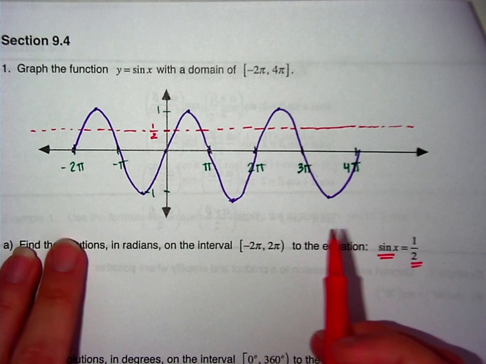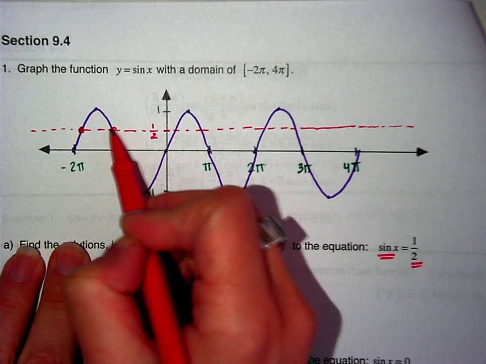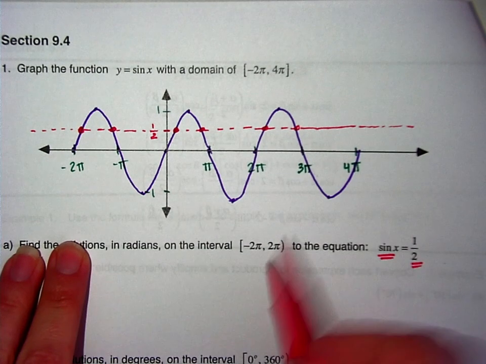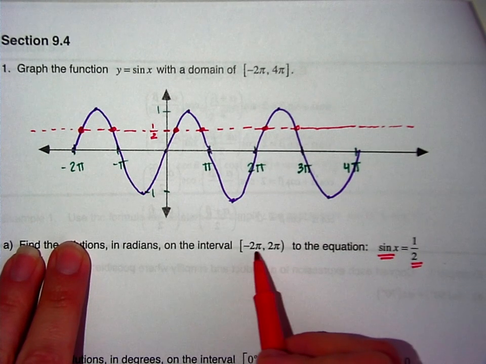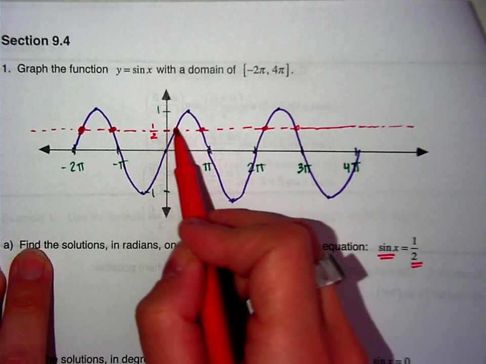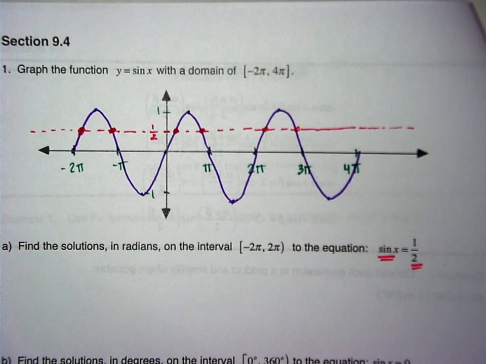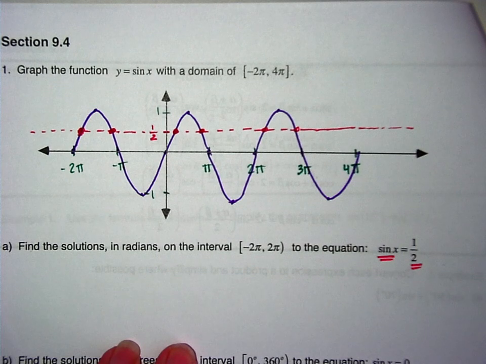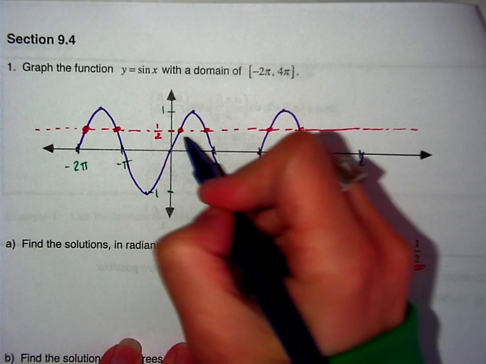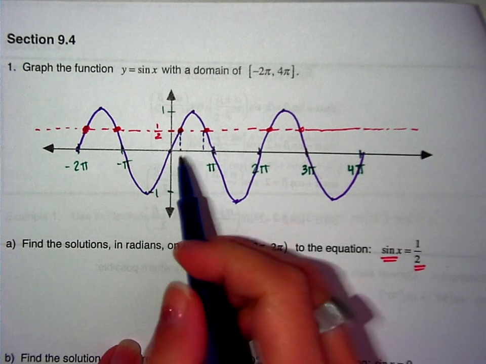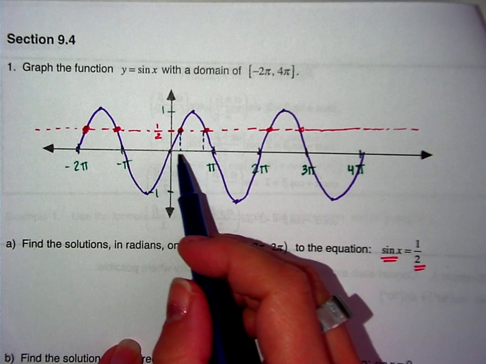Well, it's pretty obvious to see that they intersect at 1, 2, 3, 4, 5, 6 points here, but notice our interval that they gave us was only from negative 2 pi to 2 pi. So really I'm just looking at these two over here and these two right here. Well, using our knowledge with the unit circle, when is the sine of x equal to 1/2? We obviously know the y values, but what are the x values? When is that first x value of when sine of x is equal to 1/2?